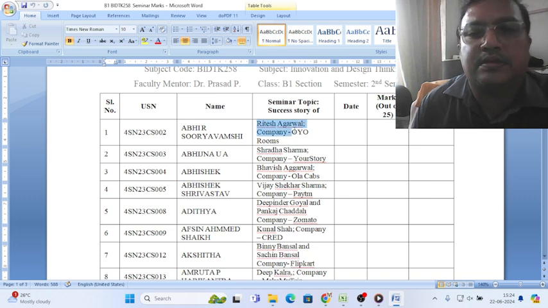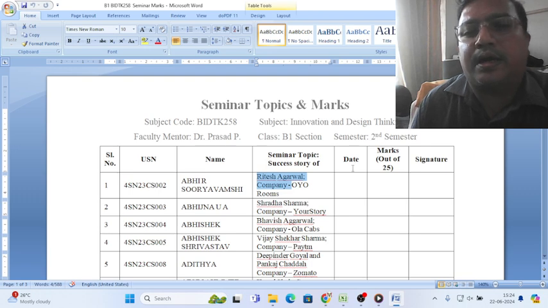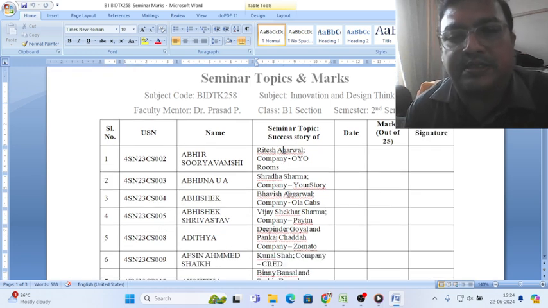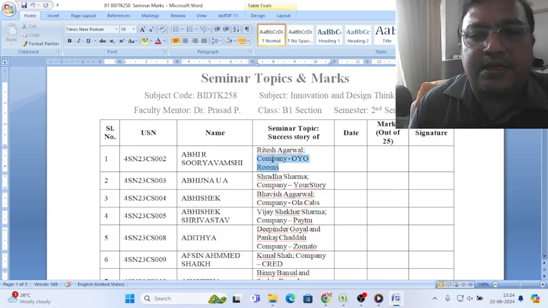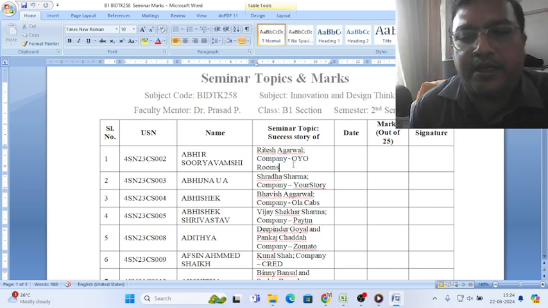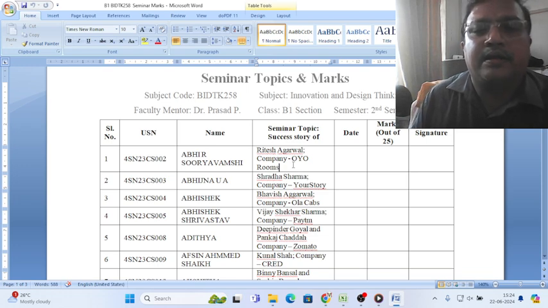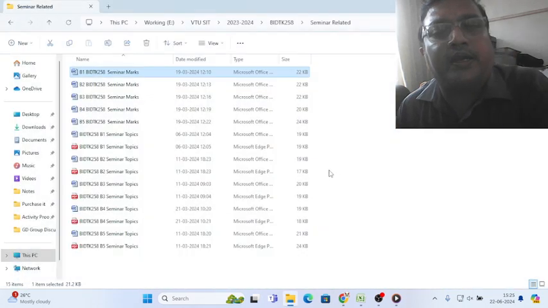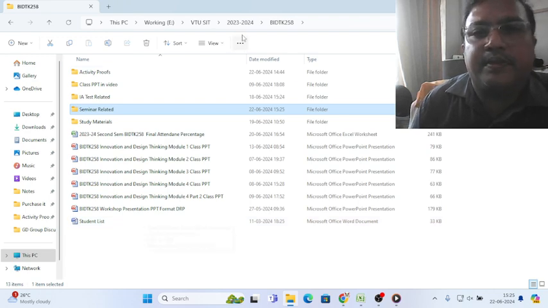For example, Ritesh Agarwal's company Oyo Rooms: they need to understand what Ritesh Agarwal's company is, how they did their business, how they reached success, and how he became a successful entrepreneur. They need to understand that using ChatGPT or any AI tool and get a story created on it. Then the student should come to the stage and present it to the others. This is storytelling and public speaking.